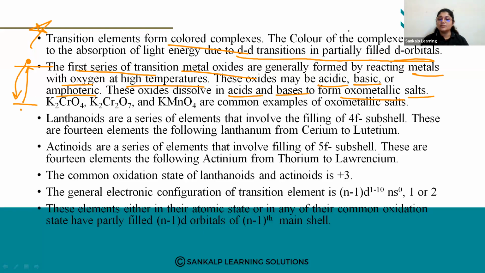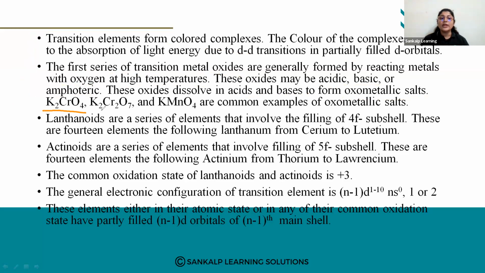So the important oxometallic compounds, salts, are potassium dichromate, and this is KMnO4, potassium permanganate. So these are all common examples of oxometallic salts. So these are some of the important oxometallic salts.